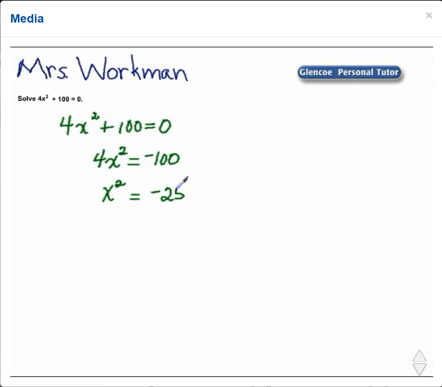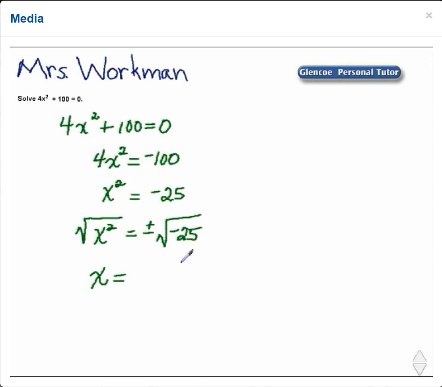And we're solving for x, not x squared, so I want to undo the squaring. And to do that, I'm going to take the square root of both sides. On the right, I'd have plus or minus the square root of negative 25. Now on the left-hand side, the square rooting and the squaring are inverse operations and they undo each other.